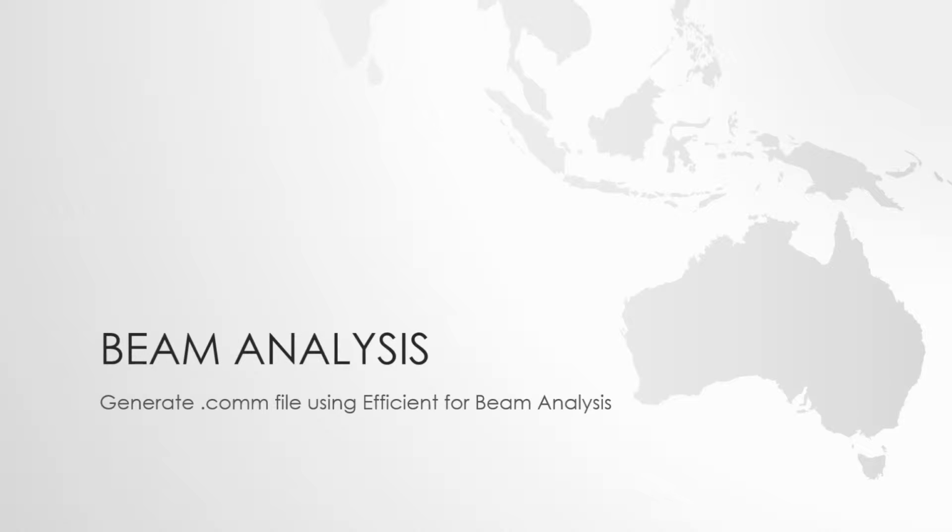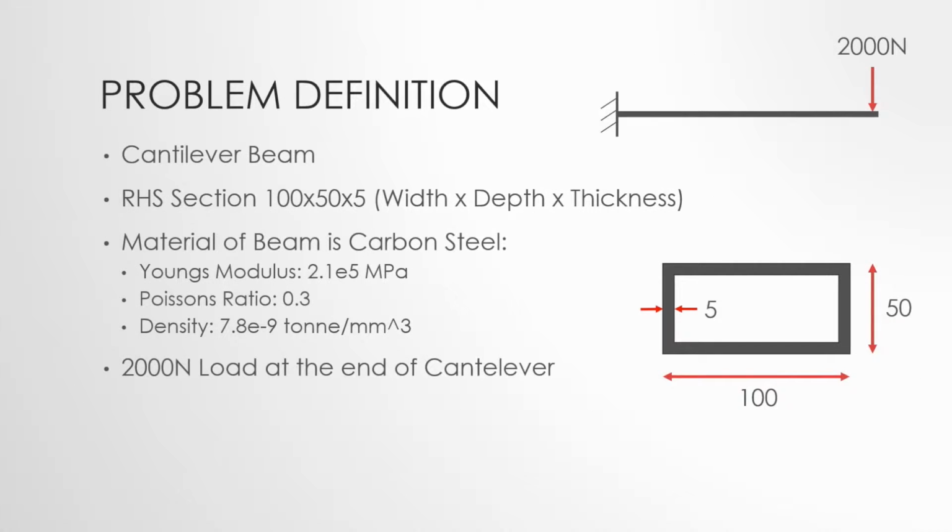In this video, we will look at how to generate a command file for a simple cantilevered beam analysis using Efficient software. This beam is a rectangular hollow section with a dimension of 100 millimeters by 50 millimeters by 5. It is fixed at one end and a load of 2000 Newton is applied on the other end.